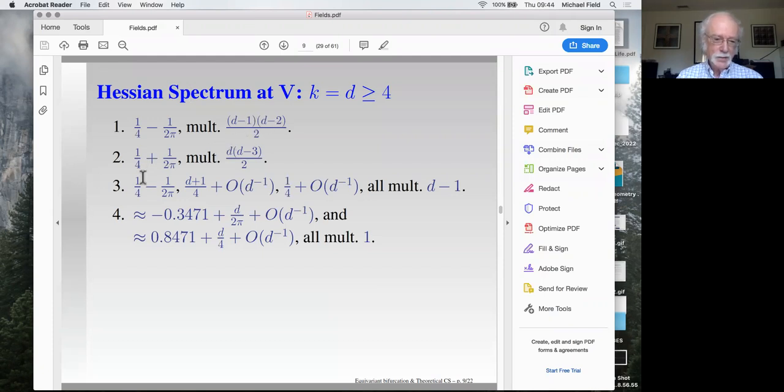There's another one, 1/4 plus 1 on 2 pi, which has multiplicity d minus 3. So notice that here, this is d squared minus a linear term in d. So we've already captured most of the eigenvalues. And then the other ones, there will be 3 eigenvalues, all of which have multiplicity d minus 1, and then 2 with multiplicity 1. The O(d minus 1)s aren't serious here. These all come from solving a quadratic equation, and they're just approximations.